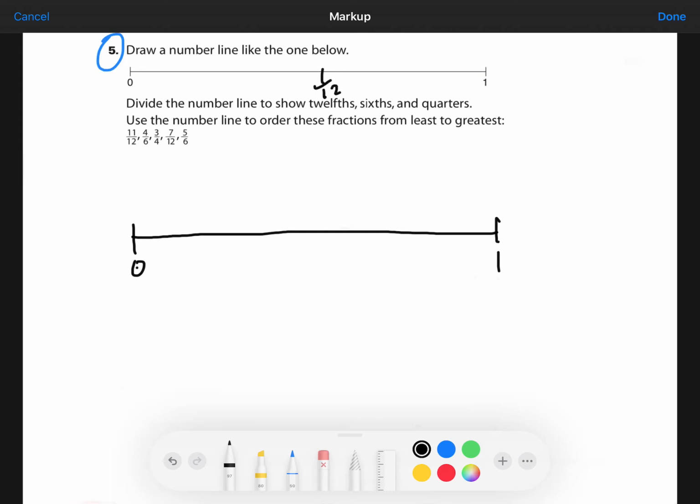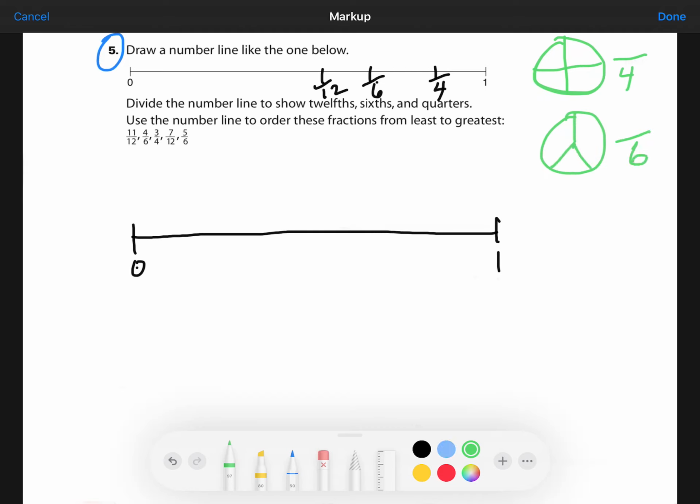So I'm kind of curious what you thought about that and how you strategized. We know that quarters, if I refer back to the circle graphs we know well, quarters are based on starting with a half and cutting the half in half. Sixths is starting with thirds and cutting each third in half. And then twelfths is starting with thirds and cutting them in half to make sixths, and then cutting those in half again.